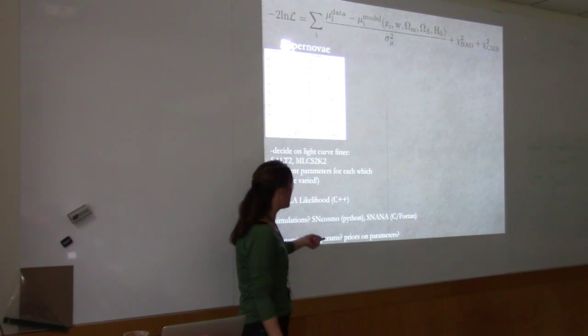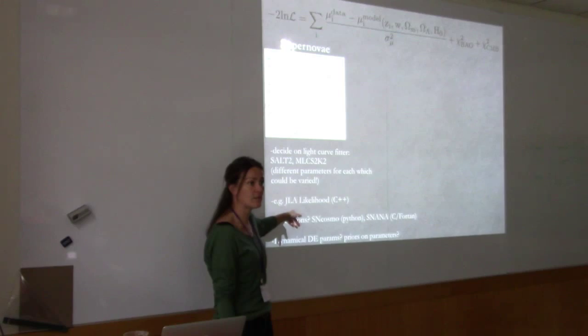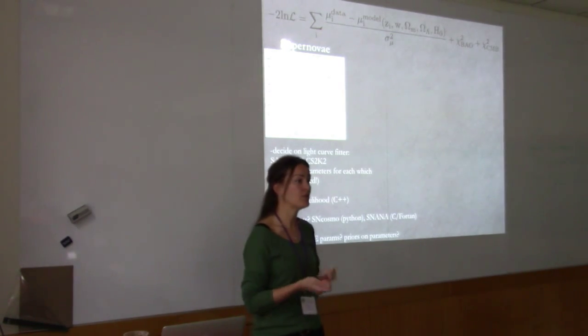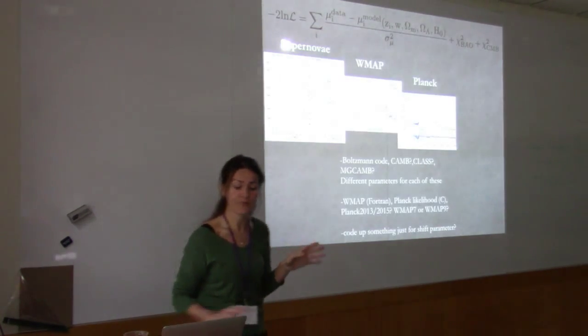And then maybe you want to change some parameters in this case. How do you incorporate that into a likelihood code which is already public? Maybe you're interested in varying w0 and wa. So this is just some of the things you need to think about for the supernova section alone.